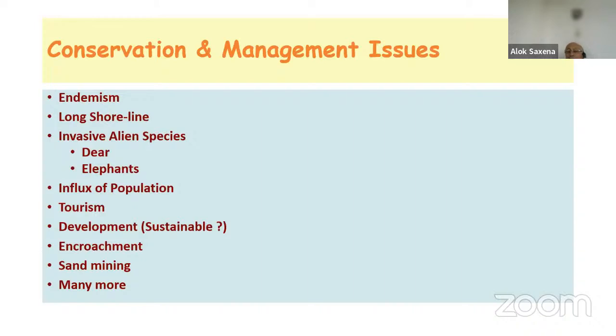And the problem is this. I won't say invasive alien species, there is another sort of IS. I believe there is no IS in this audience. These people always talk of development. Development at whose cost? At the cost of biodiversity.